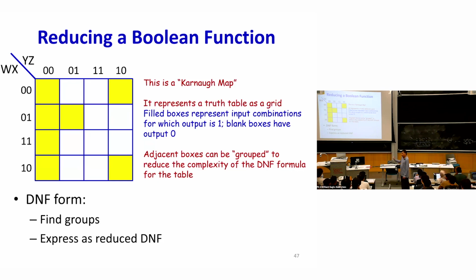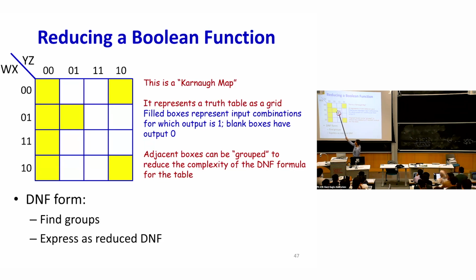But the Carnot map is a topological representation of the input. So you look at the 4 rows over here. This is a function of 4 variables, w, x, y, z. These 4 rows represent 4 combinations of w and x. So this is where wx is 0,0, 0,1, 1,1, 1,0. And what you observe is that adjacent rows differ in only 1 bit. So also the 4 columns represent the 4 combinations of y and z, and adjacent columns only differ in 1 bit. And each cell over here, therefore, represents one combination of the 4 variables.